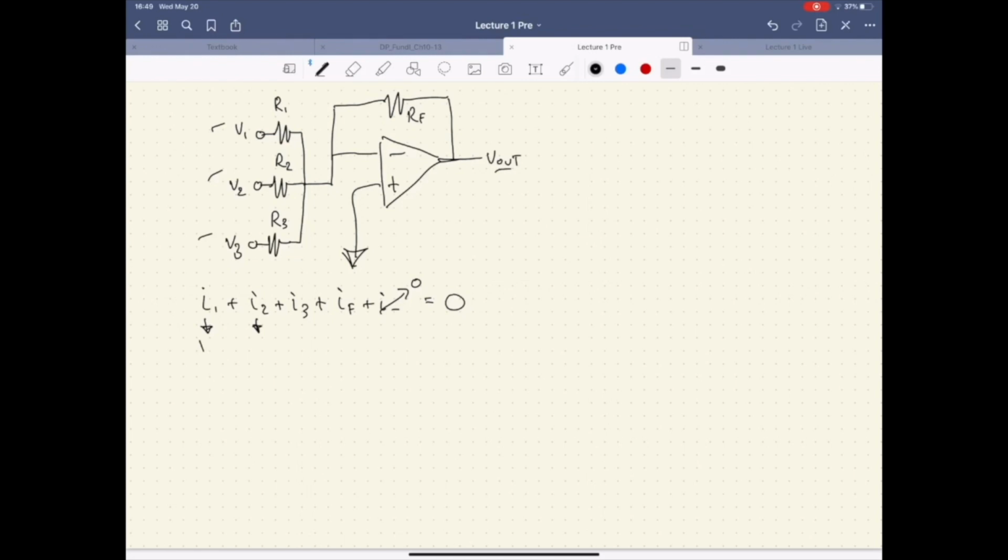Since we have V1 and we have R1, we can just write the following. And here we're going to use V out once again and RF. Okay? So that equals 0. Now we want to isolate V out. Pretty easy. Just move everything over to the right-hand side and multiply by RF. So V out is equal to RF times, excuse me, we'll put a minus sign right there. V1 over R1 plus V2 over R2 plus V3 over R3.